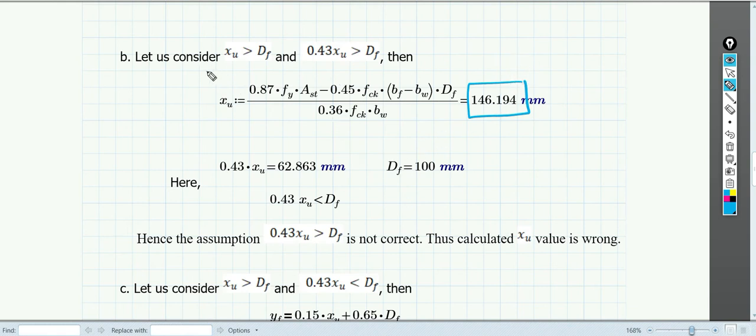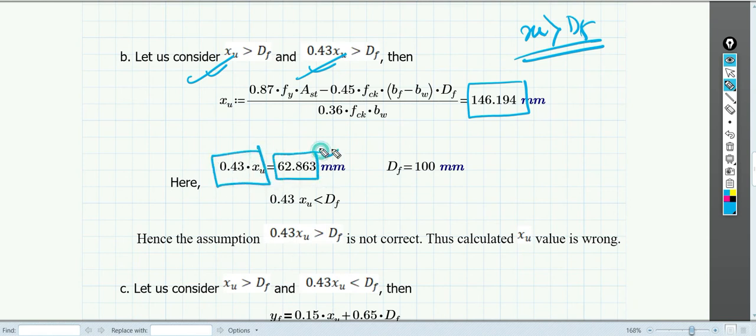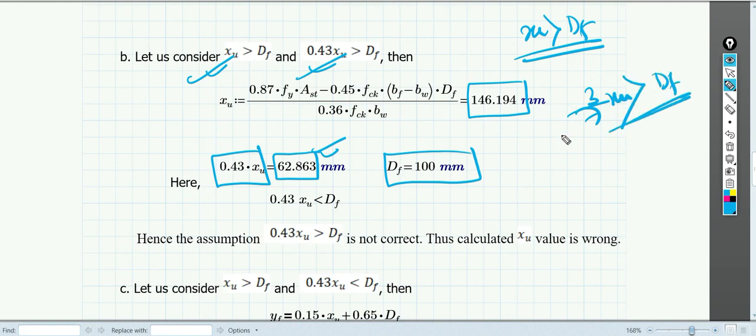Again, this condition gets satisfied, that is, Xu is obviously greater than Df. But what about the second condition? Let's find out 0.43 of Xu. 0.43 of Xu becomes 62.863 mm and Df is 100 mm. So our assumption was that 3/7 Xu should be more than Df, but you can see 3/7, or 0.43 Xu, is basically less than Df. So this condition is also not satisfied, so this assumption is also wrong.